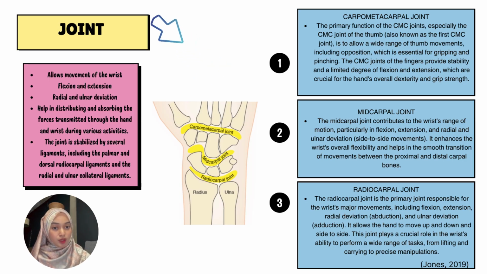The radiocarpal joint is the primary joint responsible for the wrist's major movements, including flexion, extension, radial deviation, and ulnar deviation. It allows the hand to move up and down and side to side. The joint plays a crucial role in the wrist's ability to perform a wide range of tasks, from lifting and carrying to precise manipulations.